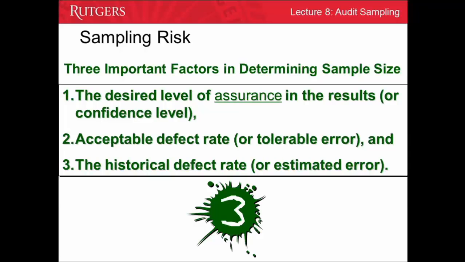There are three important factors in determining the sample size. These three factors are the desired level of assurance in the results. We could also call it confidence level. The acceptable defect rate, or the tolerable error, and the historical defect rate, or the estimated or the expected error.